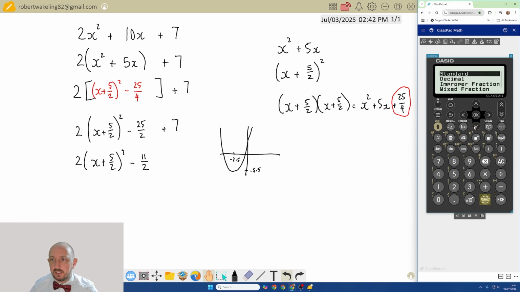So you can change these into decimals if you want. And the calculator will confirm our completed square for us. Whatever the number is in front of the x squared, we take that out as our factor. So it could be a minus as well. We do exactly the same thing.